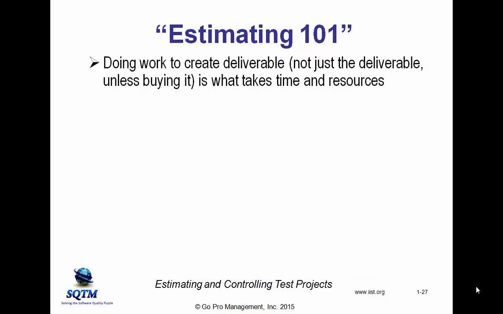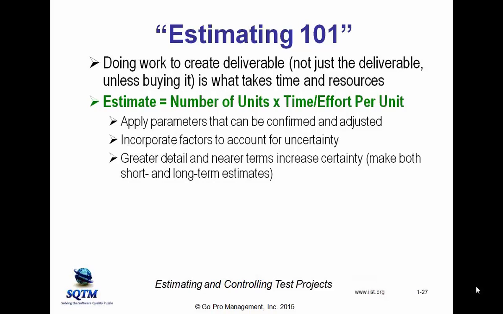So it's doing the work that takes the time and resources. And the fundamental basis for estimates is the number of units of work times the time, that's the elapsed time or intrinsic time, and the effort per unit of work. Okay? And we can use that in the form of parameters that can be confirmed and can be adjusted. And we can then incorporate factors to account for uncertainty. Generally, things that are closer in time we need to know more about, and we can know more about. Things that are further out, we tend to have to factor in greater uncertainty.